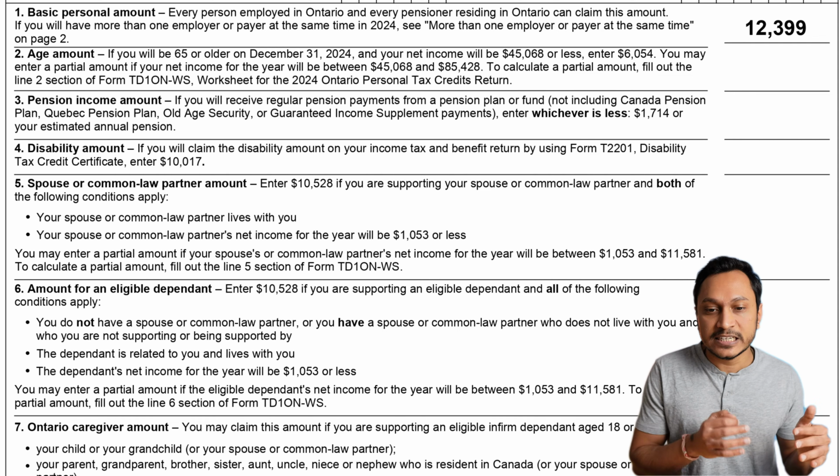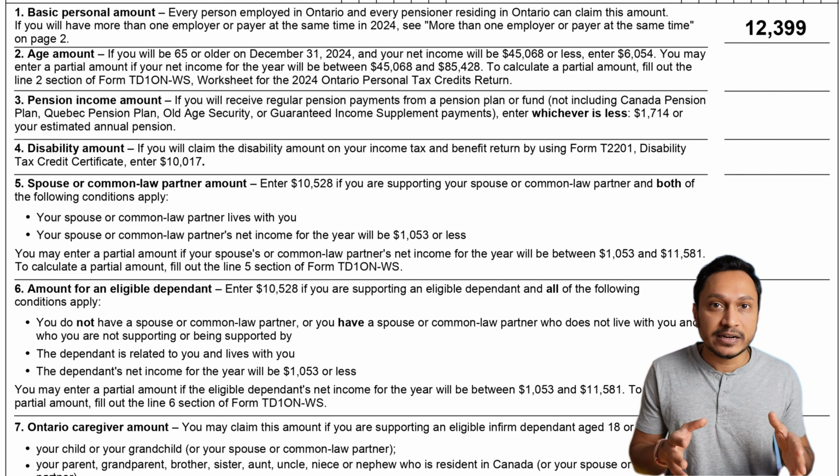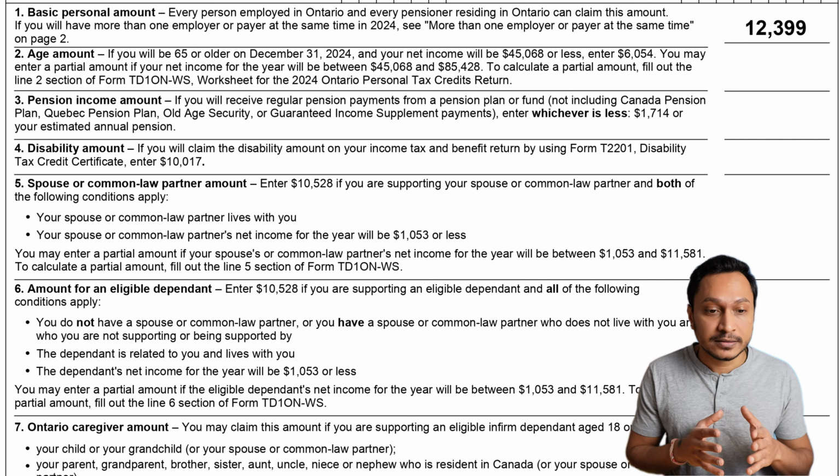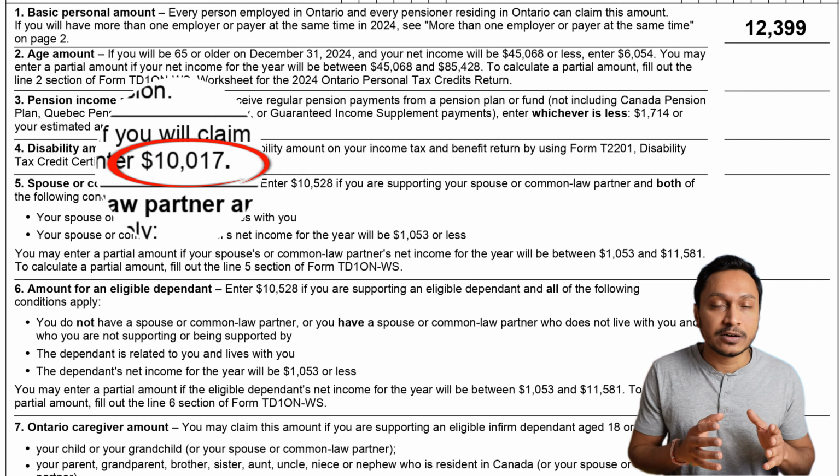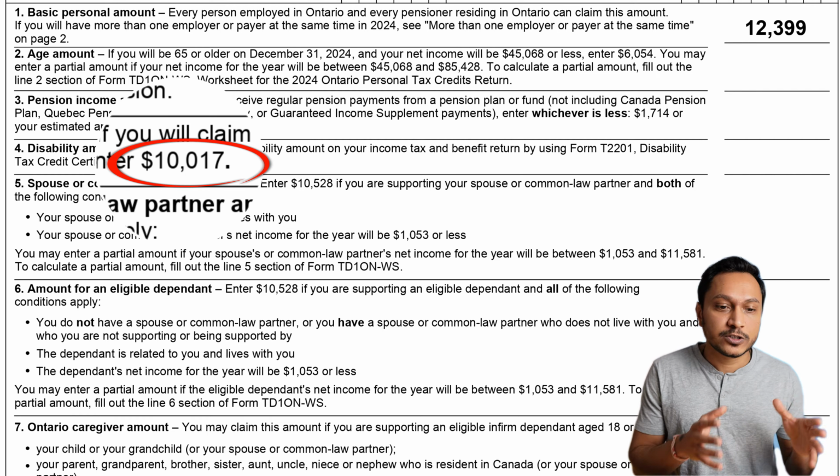If you have submitted the T2201 form to the CRA and they have entitled you as a disabled person, then you can claim this disability amount, which is $10,017. Box number 5 is for spouse and common law partner.